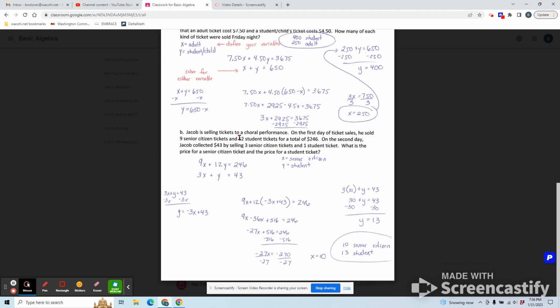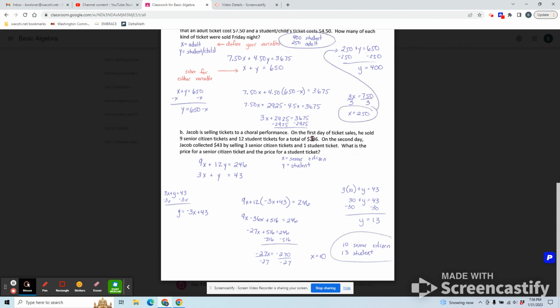Letter B, same idea of ticket sales, but now a little bit different. So Jacob is selling tickets to a choral performance. On the first day of ticket sales, he sold 9 senior citizen tickets and 12 student tickets for $246. Second day, he collected $43 by selling 3 senior citizen tickets and 1 student ticket. What was the price of the ticket for senior citizen or student?